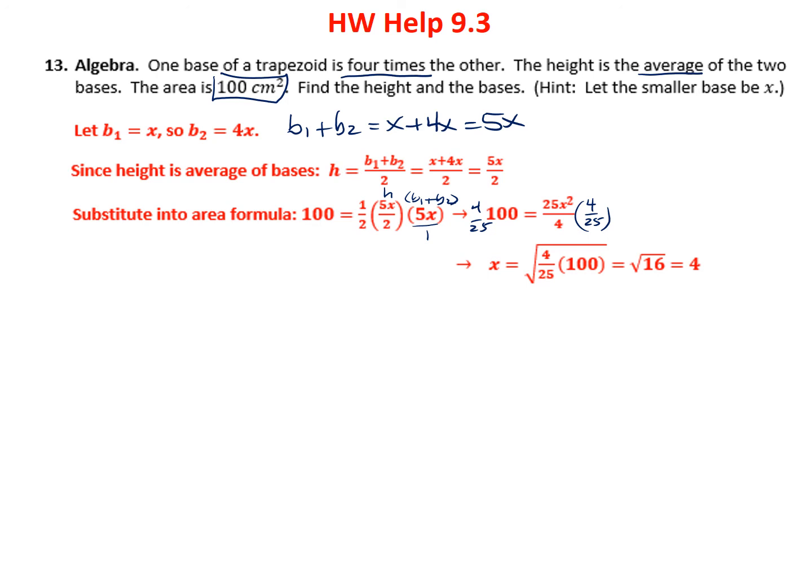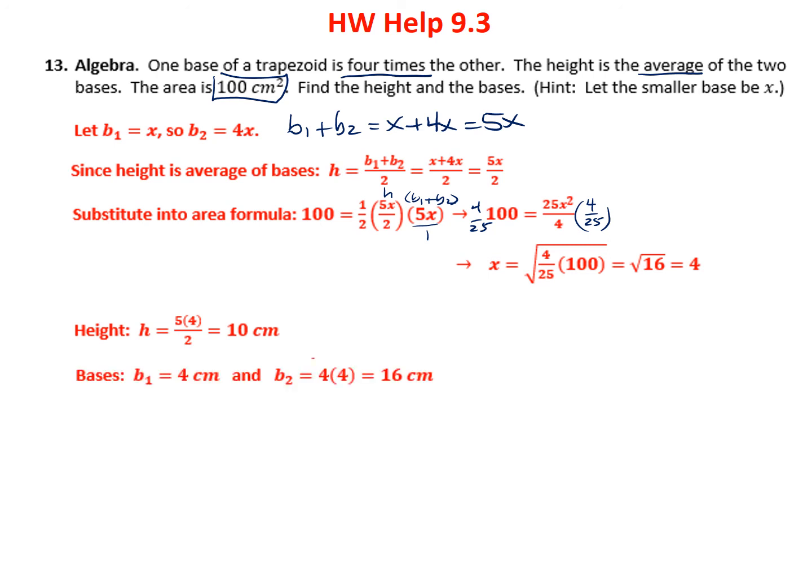And we end up with 4 over 25 times 100 equals x squared. So x is the square root of all that. Multiply all that out. 400 divided by 25 is 16. So the square root of 16 is 4. Now we plug that back in to find out what we have. Our height, by the way, is 5 times x over 2. So 5 times 4 is 20, divided by 2 is 10.